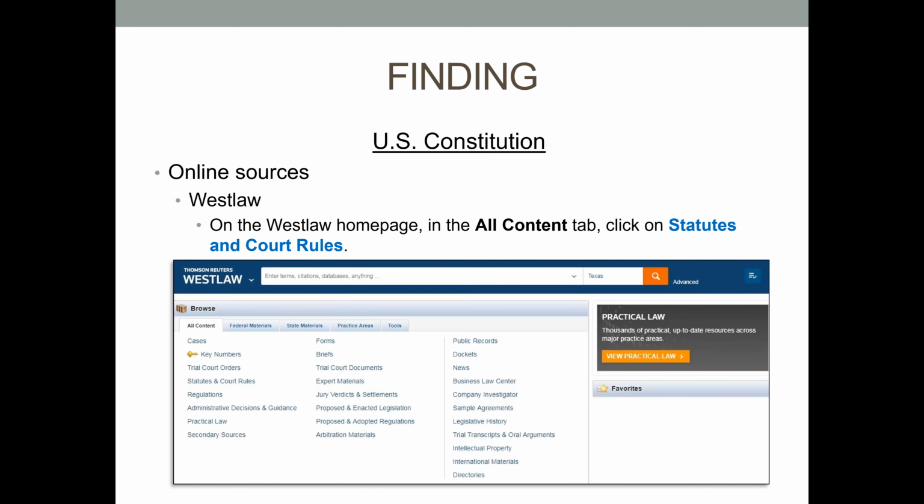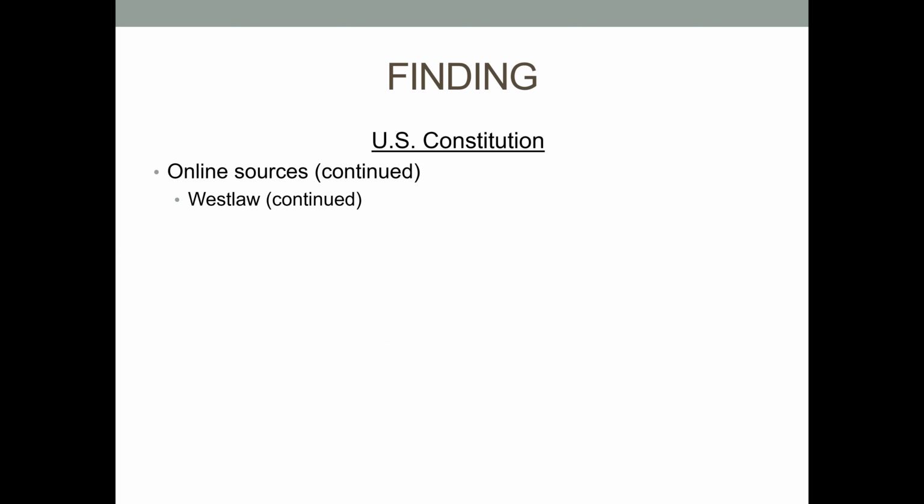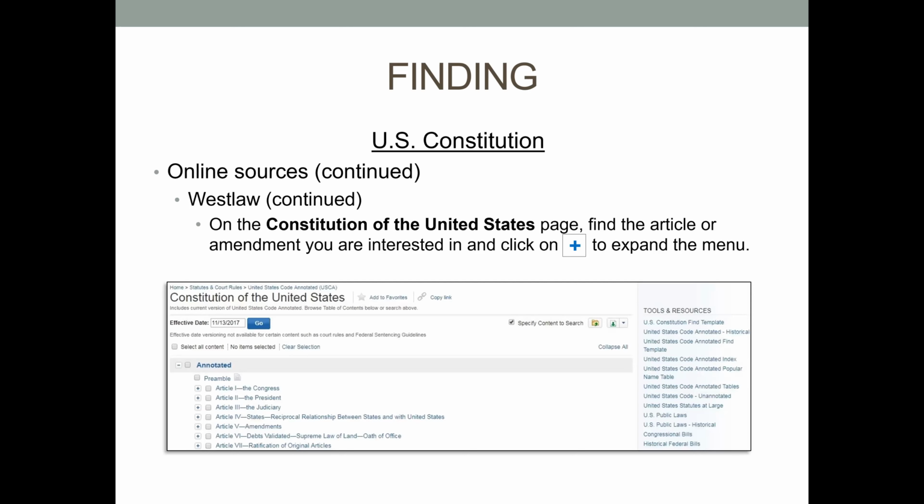So here we have the homepage, and in the All Content tab, there it is in the left-hand corner in the Browse pane. Click on Statutes and Court Rules. So there it is. If you click on it, then you will see at the very top the heading Federal. And below that heading, you will click on U.S. Constitution. And when you click on that, then you will see essentially a table of contents of the United States Constitution, organized first of all by preamble and then the various articles and then later by amendments.